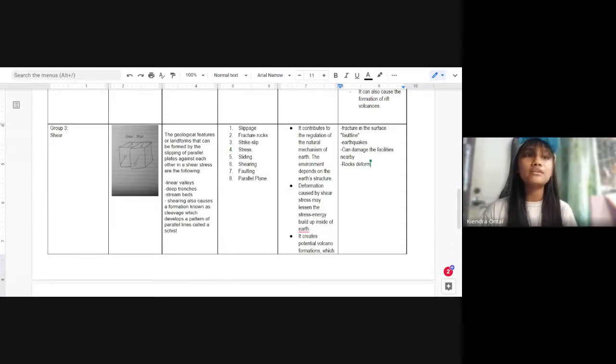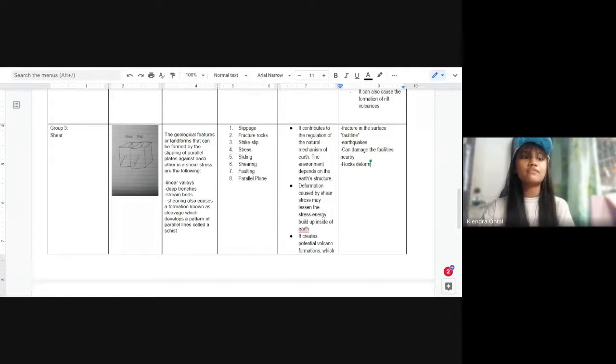And the positive side of this stress is it contributes to the regulation of the natural mechanism of the earth. The environment depends on the earth's structure. And the next, deformation caused by shear stress may lessen the stress energy build up inside of the earth. And the last one, it creates potential volcano formations.